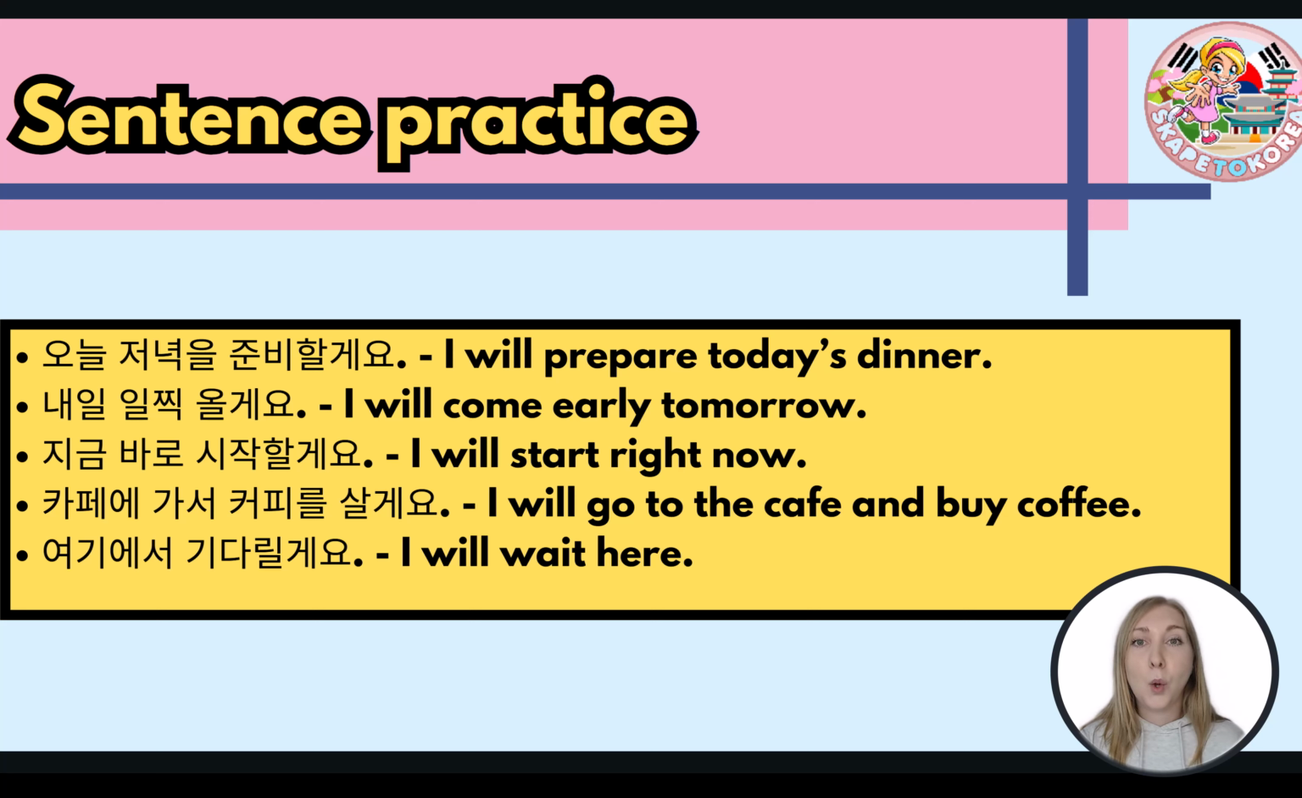내일 일찍 올게요. I will come early tomorrow. 내일, tomorrow, 일찍, early, 올게요. I will come. So again, this one is giving the other person the opportunity to say if it doesn't work with them that you're gonna come early, right? So it is more polite and softer than our standard 을 거예요 future tense form.